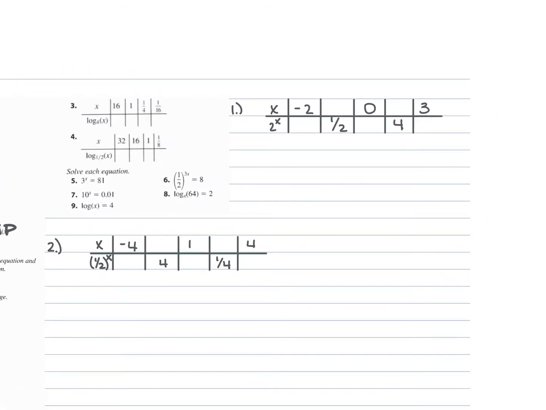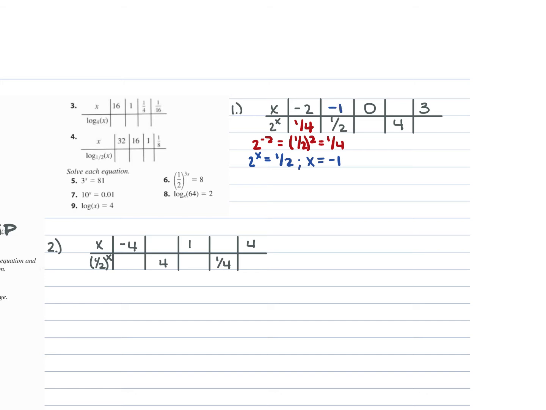For example 1, we have x and 2 to the power of x. For the first slot, we have a -2 for x, so we're just going to plug in that -2 for x. So we're going to do 2 to the power of -2, which is 1/2 to the second power, which is 1/4. Next, we have that x is what we're finding, and 2 to the power of x is 1/2. So 2 to the power of x equals 1/2. So we want to know what x is. X would be -1.